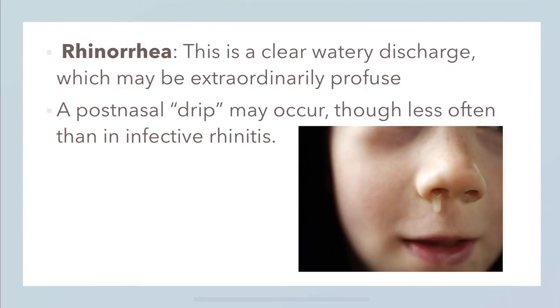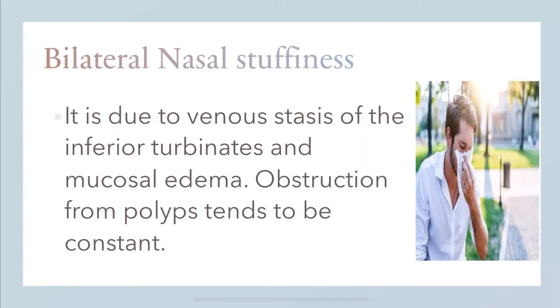Rhinorrhea. This is a clear watery discharge which can be extraordinarily profuse in few people. A postnasal drip may occur, though less often than in infective rhinitis. So guys, compared to infective rhinitis, it is less in allergic rhinitis, but you can see a clear watery discharge which is extremely profuse. Bilateral nasal stuffiness.